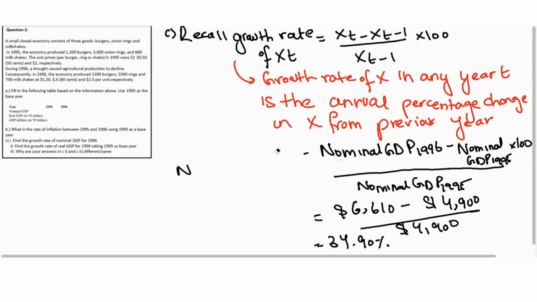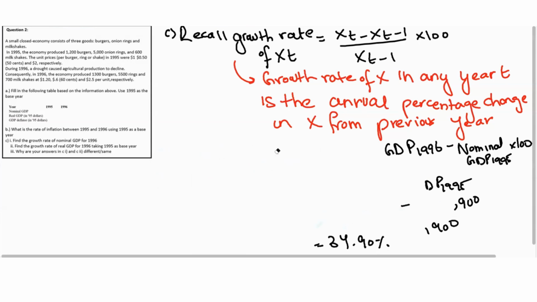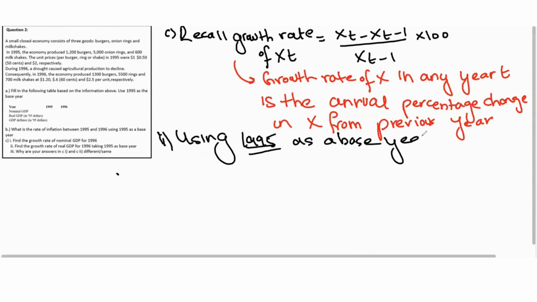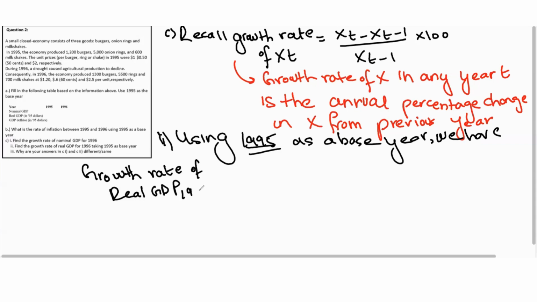Okay, so let's just erase this. Now, obviously, we know whenever we're calculating real GDP and hence GDP deflator, we need to be careful about our choice of base year, right? We need to see what our base year is. So here we are doing the calculations for real GDP and GDP deflator using 1995 as a base year. So we're doing part 2 now, using 1995 as a base year, and we want to find the growth rate of real GDP also in 1996.